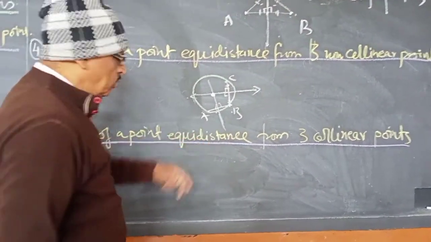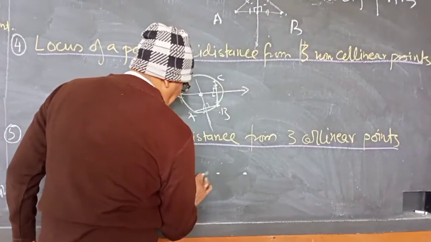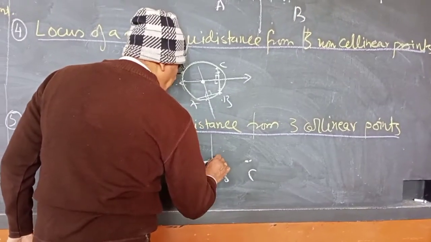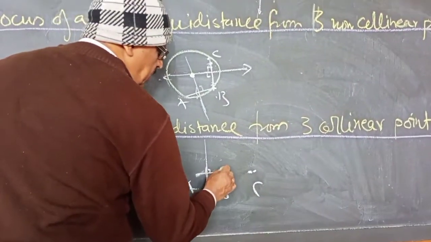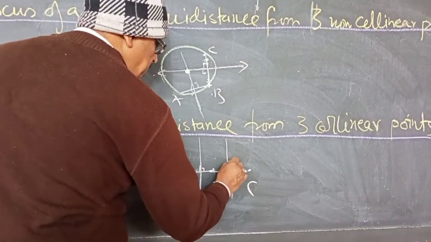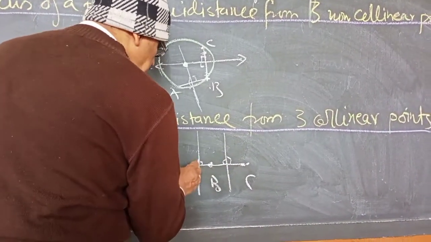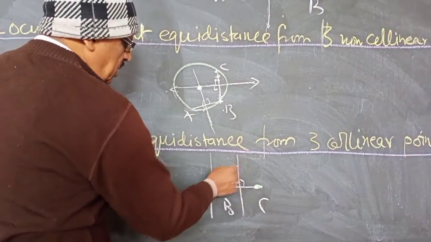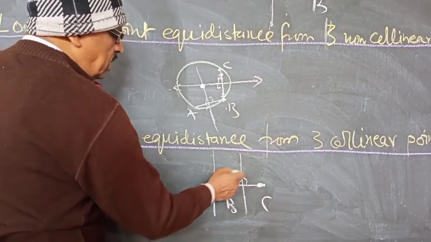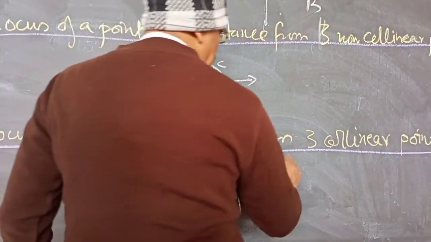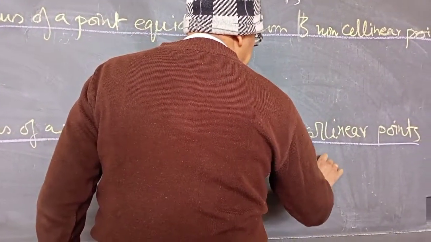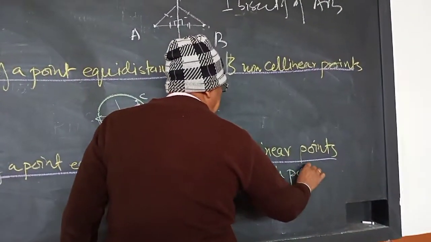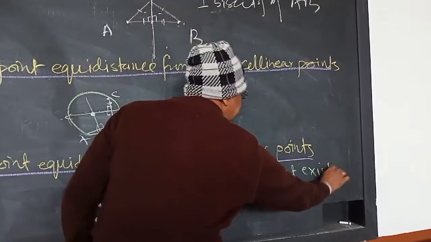Next, locus of a point equidistant from collinear points. Suppose A, B, C are 3 collinear points. The perpendicular bisector of AB and the perpendicular bisector of BC will not intersect anywhere. So we will not get such a point. So we write: no locus, no such point exists.